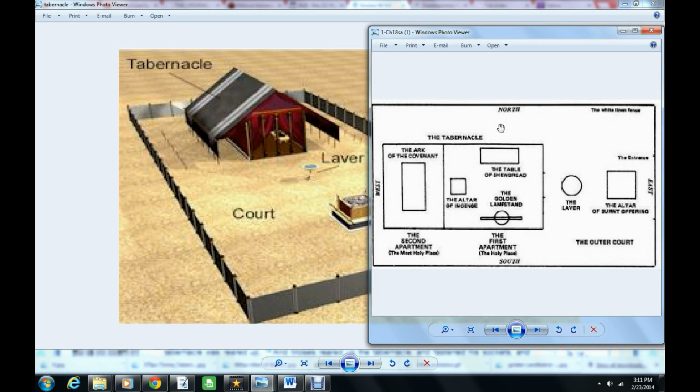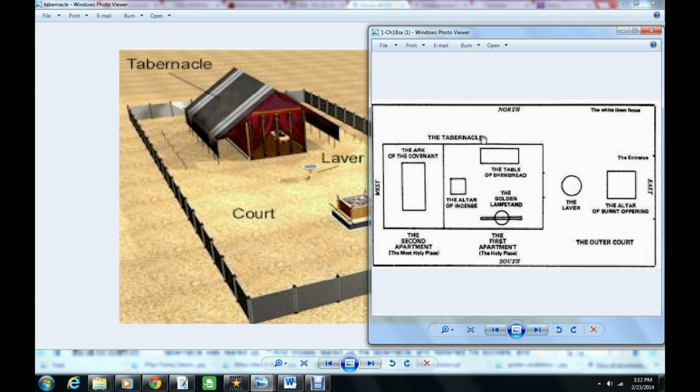And here's another picture of it. The altar and the burnt offering, the entrance towards the east. The far west will be where the ark of the covenant would be. North to south would be where the altar of the incense goes, the golden lampstand, and the table of the showbread.